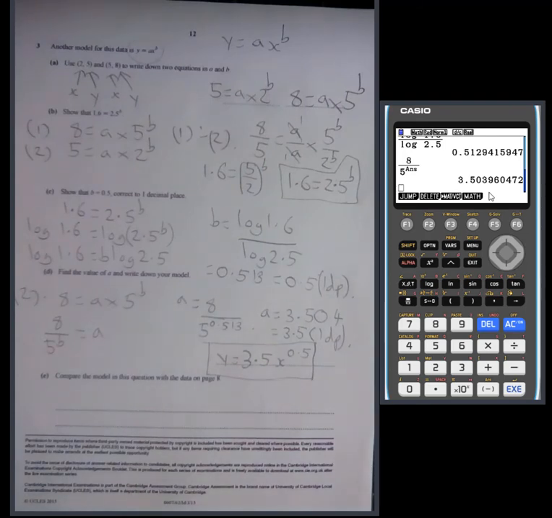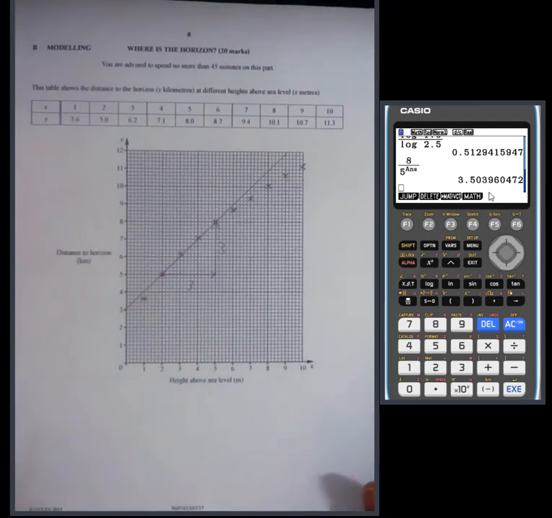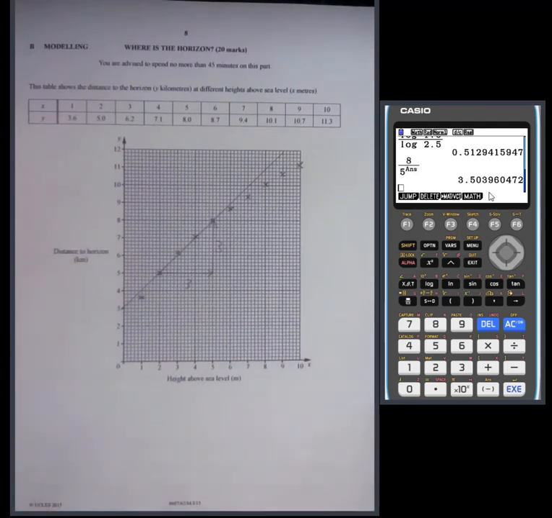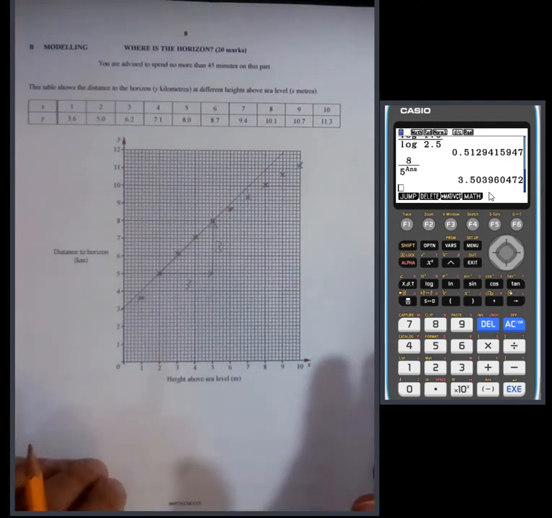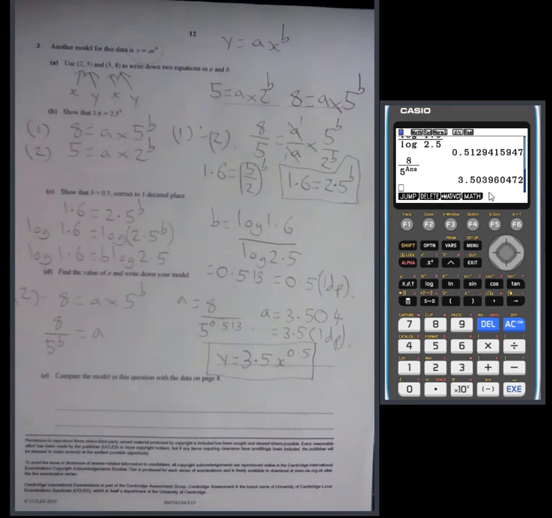Compare the model in this question with the data on page 8. Right, so page 8 was where we began. Seeing as this was quite quick so far, I think we've probably got time to actually look at the data. If we plot the model, it'll probably look quite good. You've not got much to write, so you could even put it in and have a look at the table and compare numbers. We can do both actually, it won't take long.